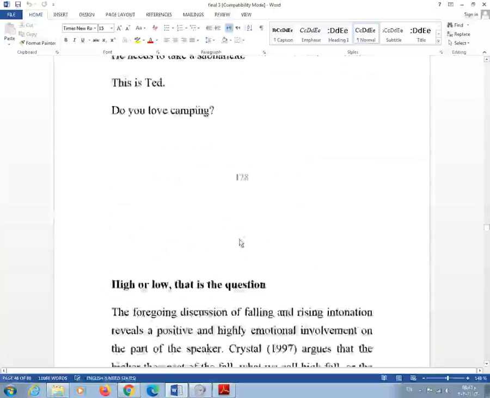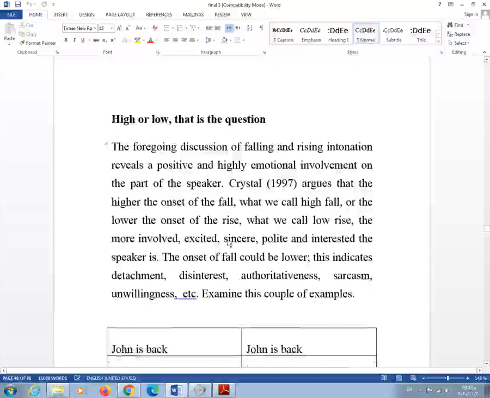Of course, rising intonation. Okay, let's move to another thing. By the way, let me tell you where we are in the book, so you can follow me. Okay, we are, let's see, yes, on page 46. High or low? This is the question. What's high and what's low? Let's see.